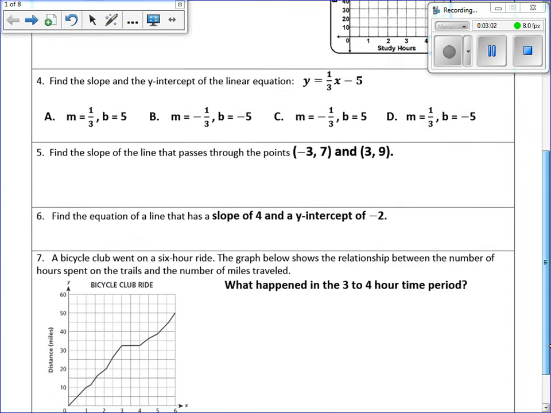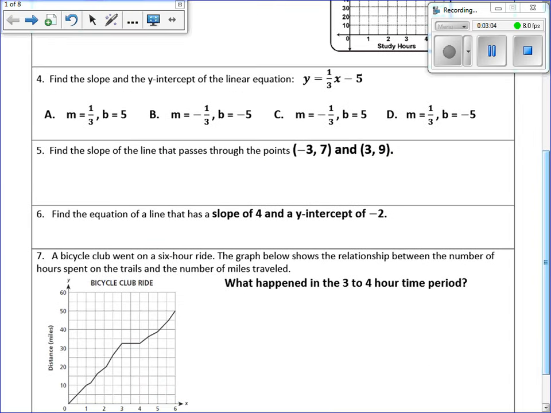Number 4, find the slope and the y-intercept of the linear function y equals 1/3 x minus 5. When it's in slope-intercept form, the number in front of the x is the slope, and the constant number that is by itself is the y-intercept. Choice D.